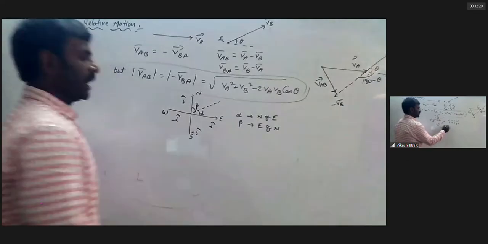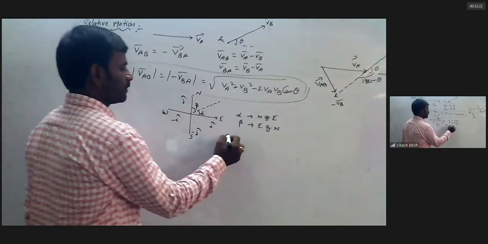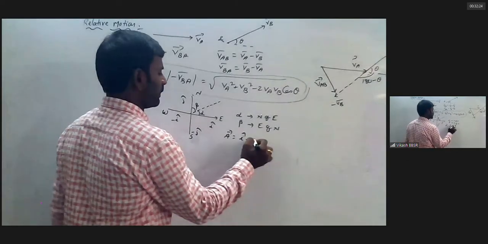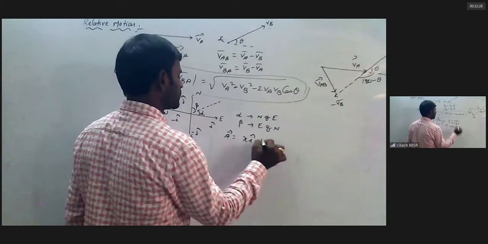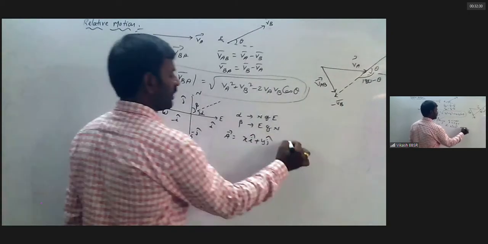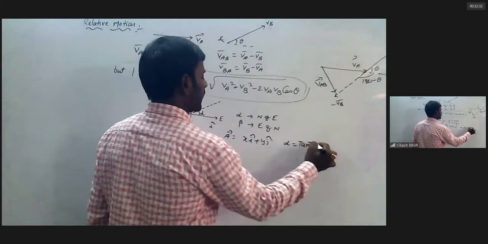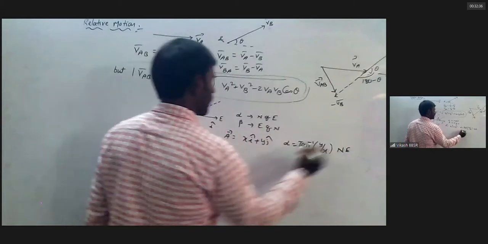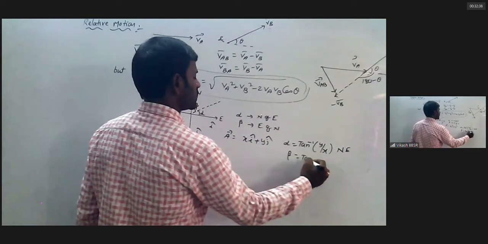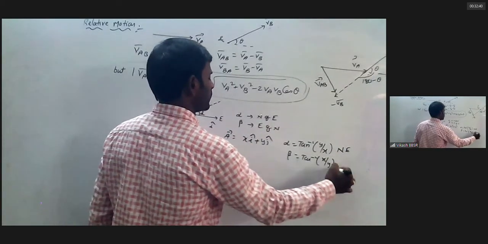And one more. A bar equal to X i cap plus Y j cap. What is the alpha value? Tan inverse of y by x, north of east. And the beta value, how much? Tan inverse of x by y, east of north.